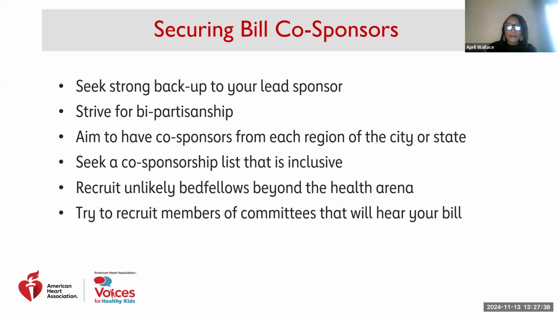Because these issues impact many communities, you want to seek a co-sponsorship list that is inclusive by race and ethnicity, gender, and other important identity groups in your local area. You want to recruit unlikely bedfellows. Of course, you will be able to win the support of the health advocates in the legislative body, but what about the fiscal watchdogs, economic development, or criminal justice champions? If you know which committee your bill will likely be assigned to, try to get a few members of that committee signed on as co-sponsors to give you inside information about its status.